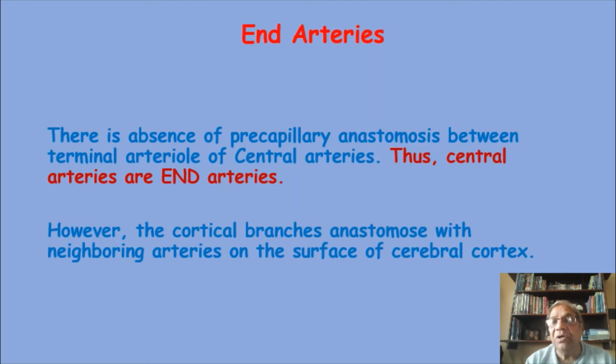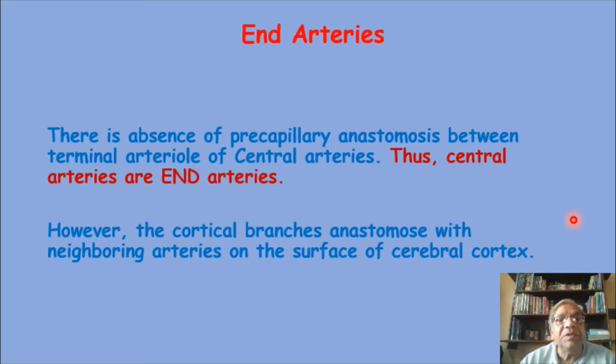I'm talking at present about the central arteries, the anteromedial, anterolateral and posterolateral branches. Now these arteries are perforating the anterior and posterior perforated substances. These central arteries are very thin and small, and when they penetrate the substance of the brain, they do not anastomose with each other at the arteriolar level.